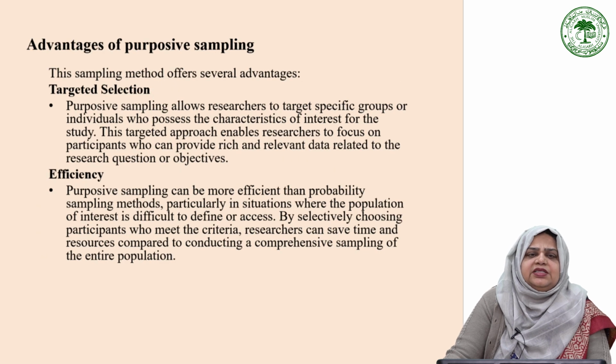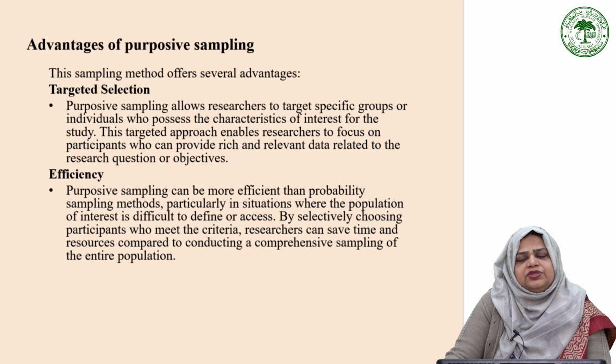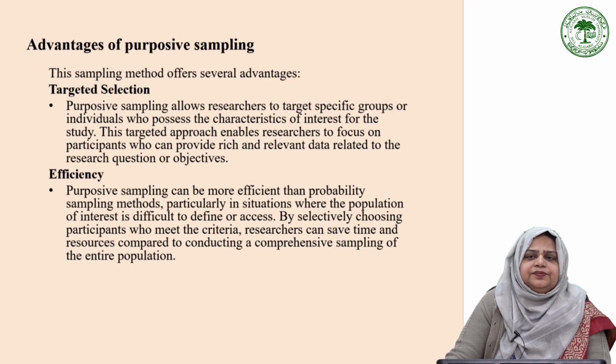There are certain advantages of purposive sampling. One advantage of the purposive method is its targeted selection. Researchers can handpick specific groups or individuals who possess the characteristics that are relevant to the study. By doing so, they can focus on participants who can provide valuable and meaningful data related to the research questions or objectives. This targeted approach helps ensure that the research is conducted with precision and purpose.